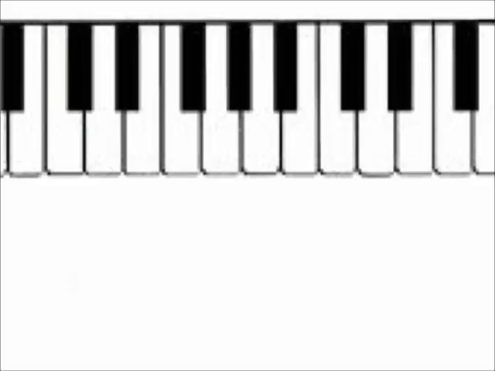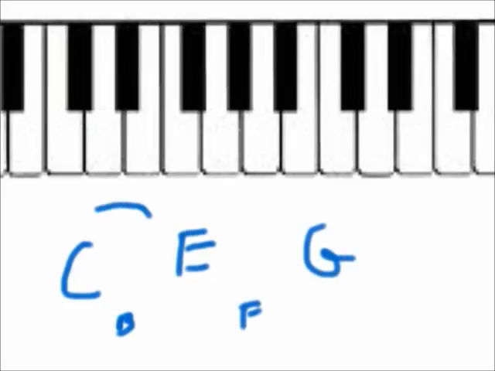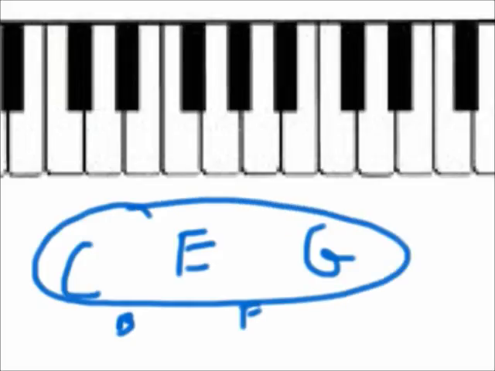You'll have C, and then you skip D, E, you skip F, G. So C, E, G is the letters you're going to use for a triad that starts on the C something, whether it's C sharp or C flat.